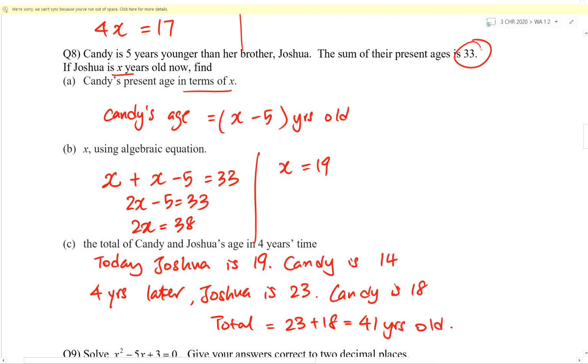Another way is to simply take 33 plus 8 to give us 41, because both of them increase by 4 years each.